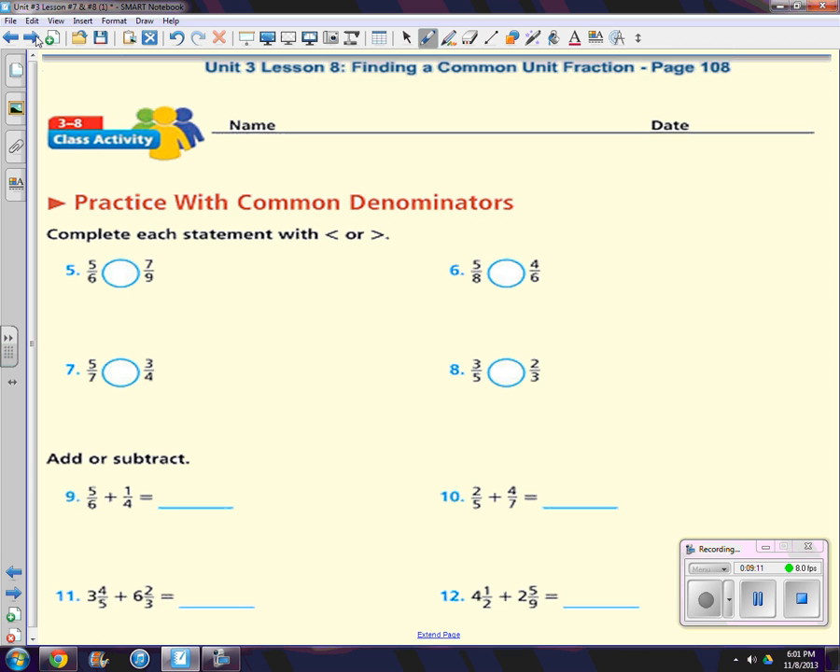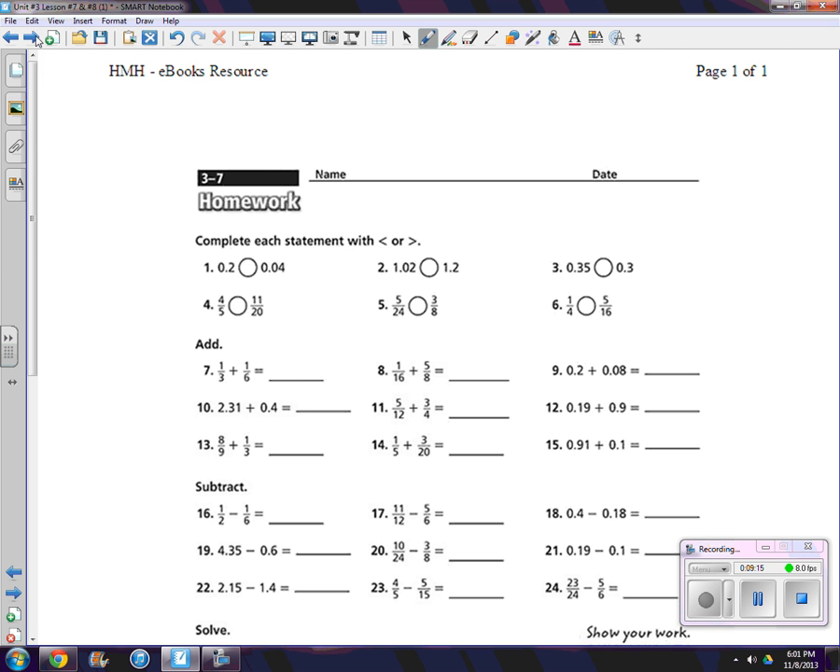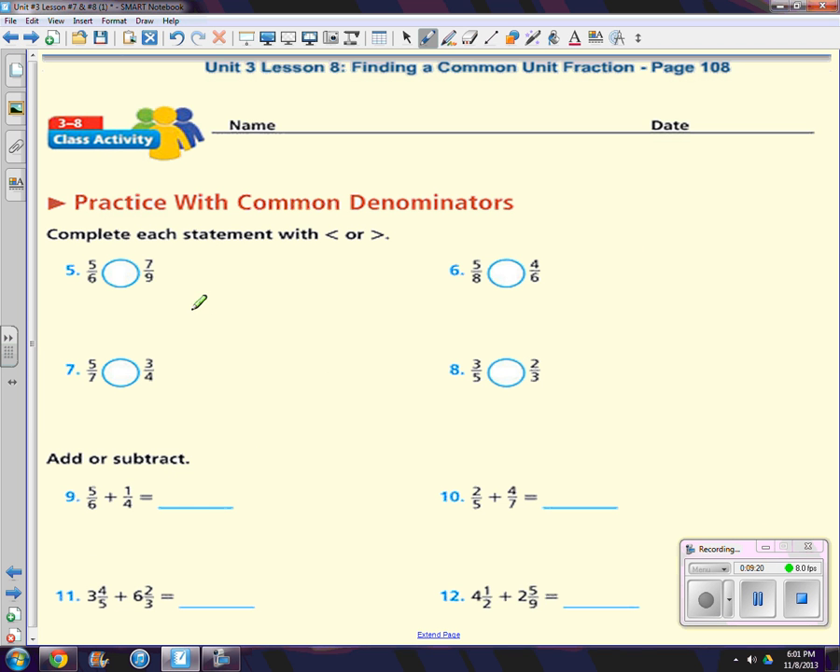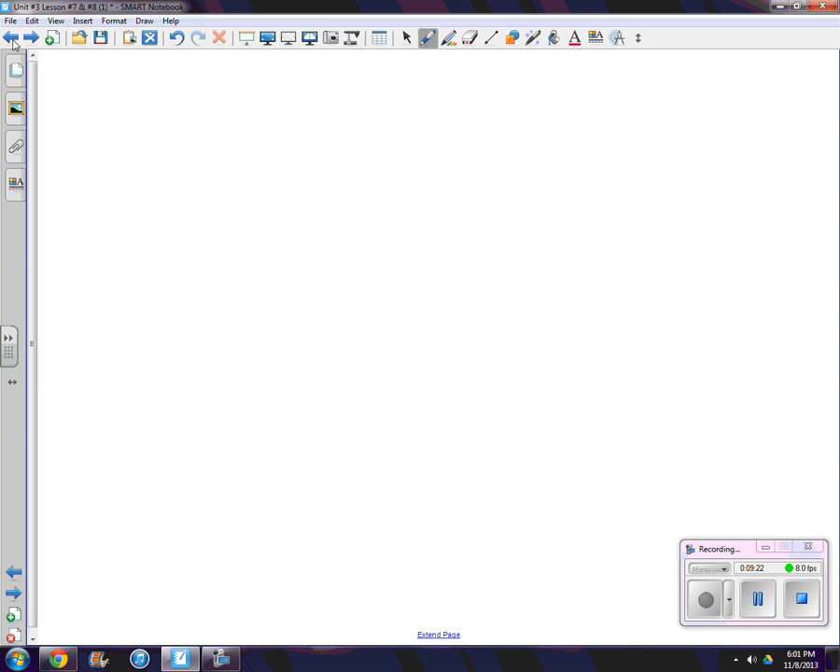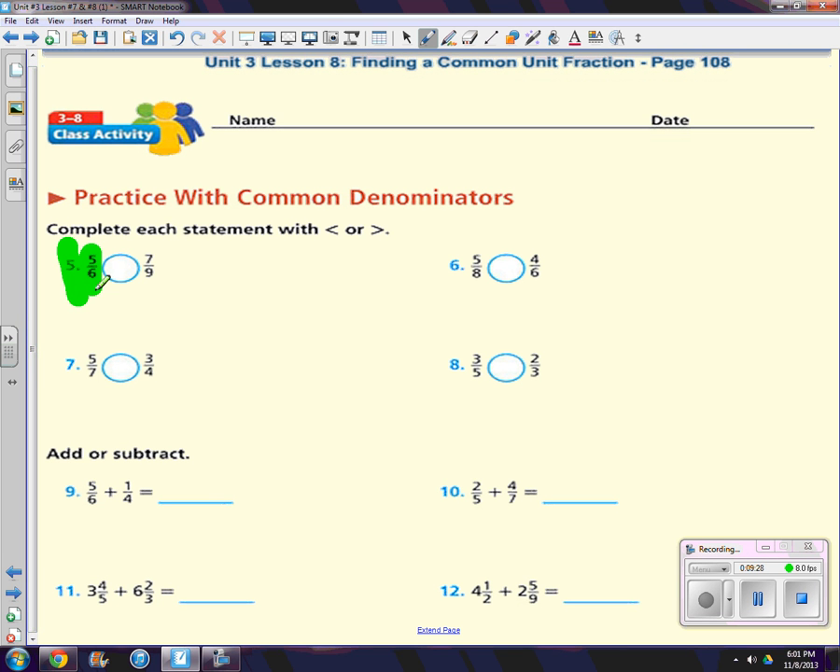All right, let's just do a couple more here. Let me just jump through to see what we got left here. Yeah, let's just do a couple more. All right, let's look at number 5. And I'm just going to isolate it here.